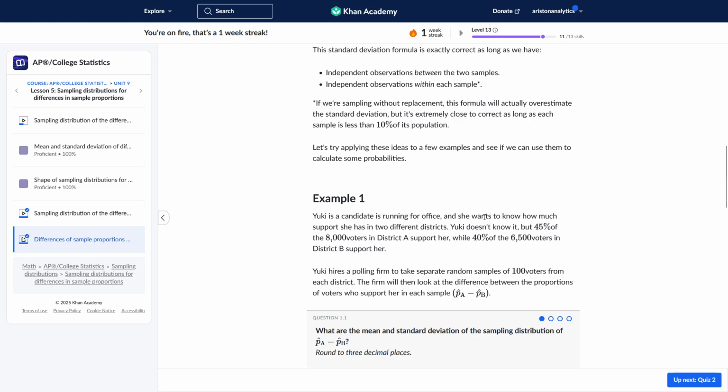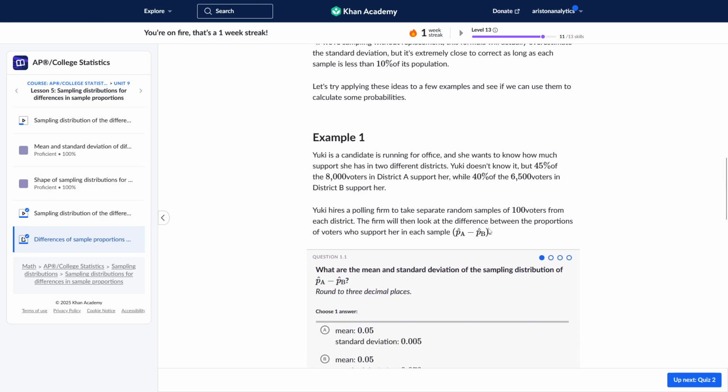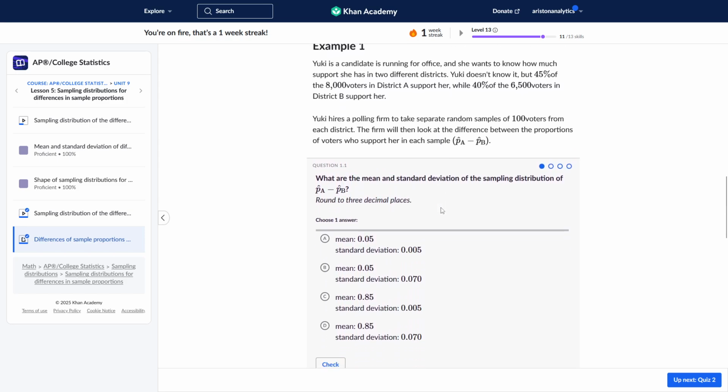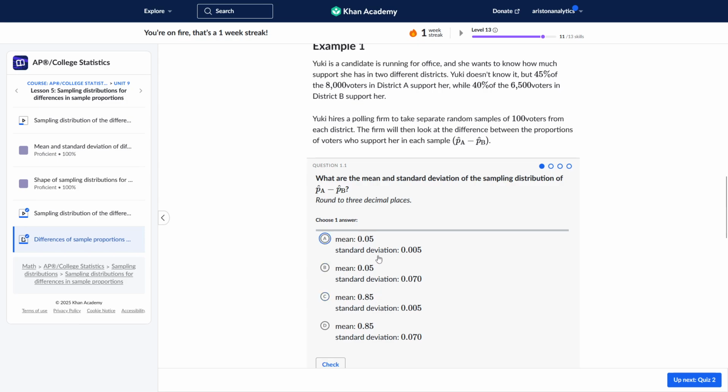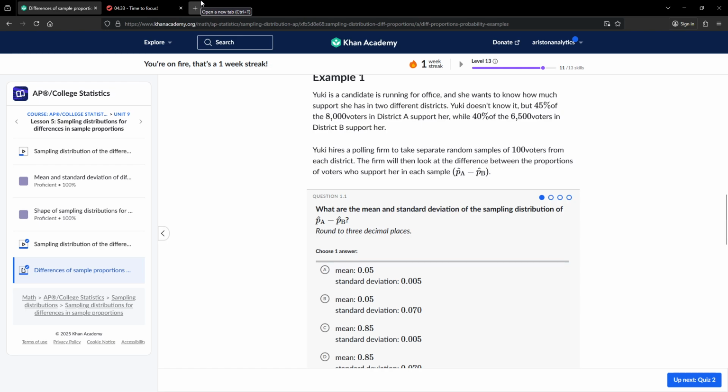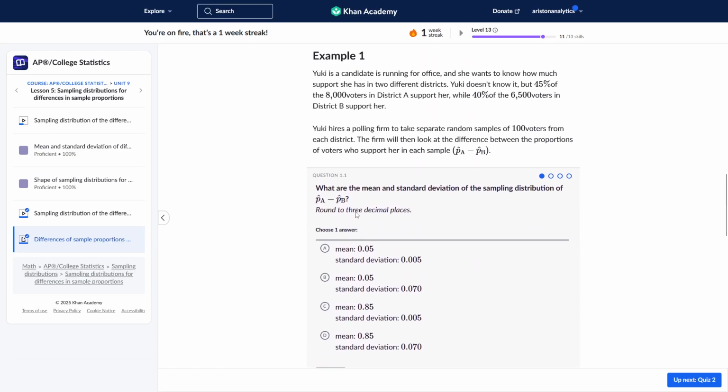Yuki is a candidate. Yuki is a candidate, running for office. Weird, okay. It's one of these two. I wish there was a drawing thingy.